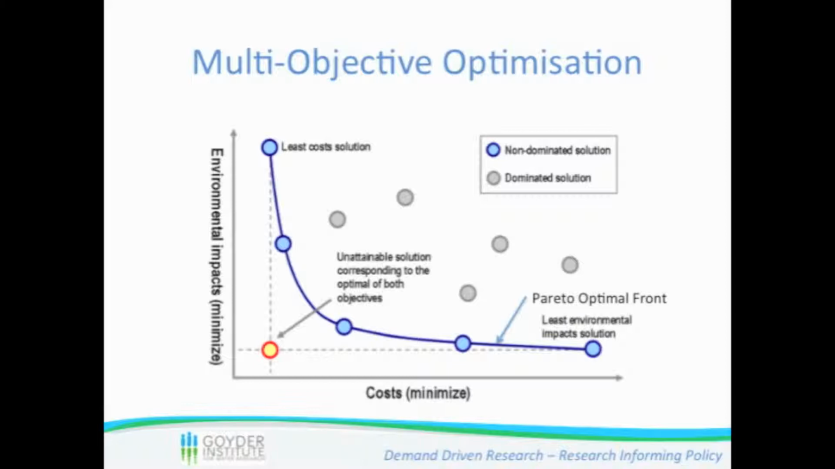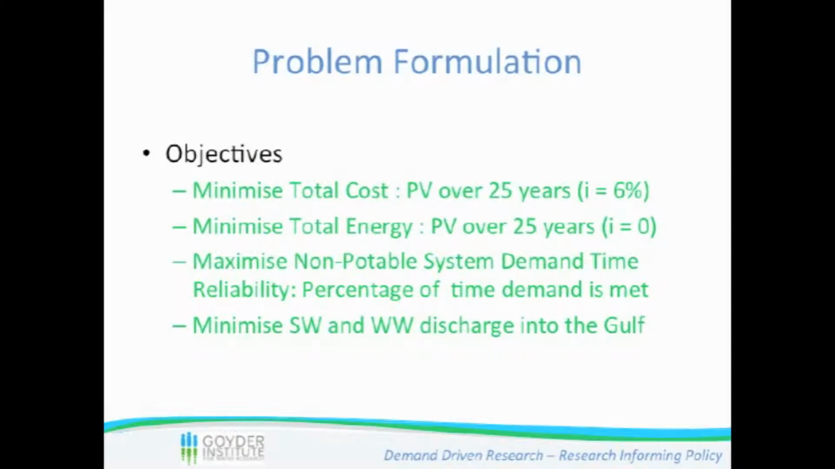So there's no reason why we want to come up with a solution that has higher cost or environmental impact if there's one available that's better in both of those criteria. Then, of course, the choice between these different blue points becomes an issue of how you value or weight those different objectives. So there's not a single optimum solution, there's a range of solutions available.